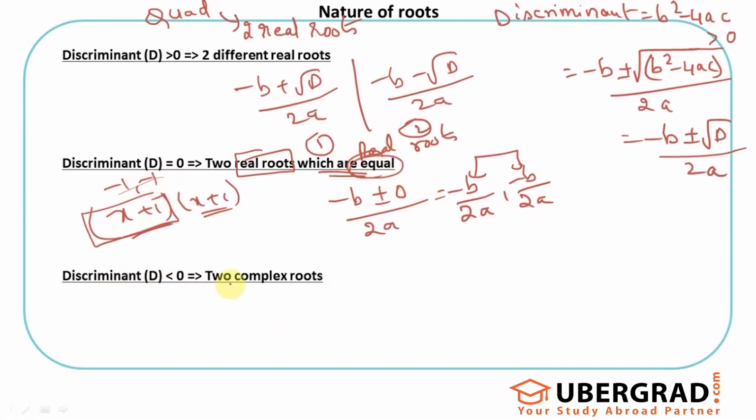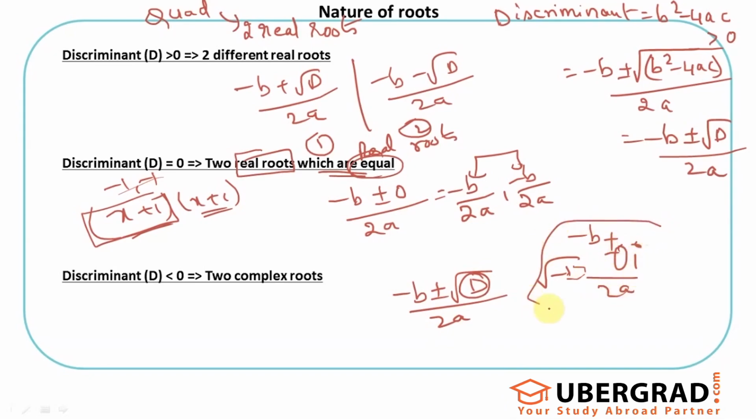If the discriminant is negative, so minus b plus or minus square root d by 2a, and d is negative, I'll end up with the square root of minus something. That will give me an imaginary number. Minus b plus or minus something into imaginary by 2a. This is all complex stuff, which is not real roots. That's why I'll end up with two complex roots.